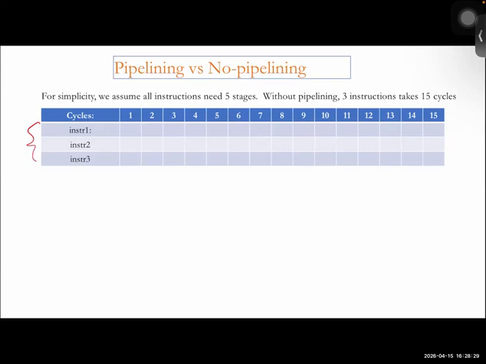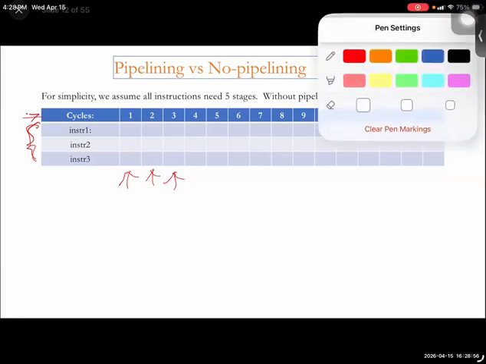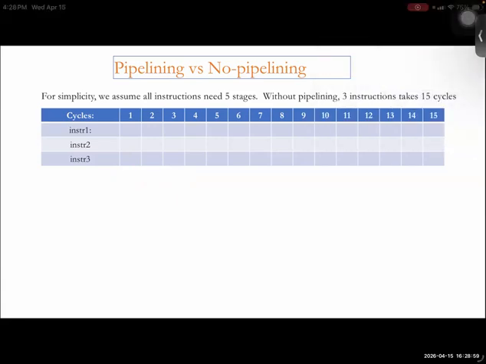So first, consider this table as the pipeline. Each column represents a pipe, the pipeline entry, and the rows represent the number of cycles taken by each instruction in the execution. So now let's assume you have a program. That program has 3 instructions: instruction 1, instruction 2, and instruction 3.